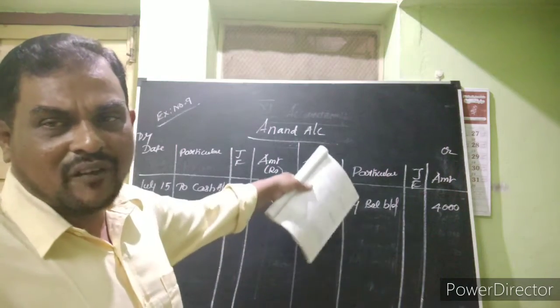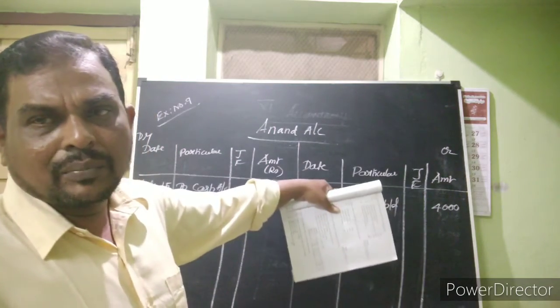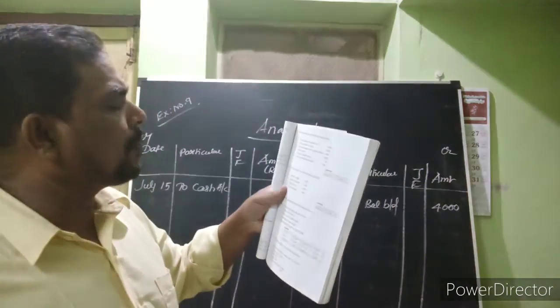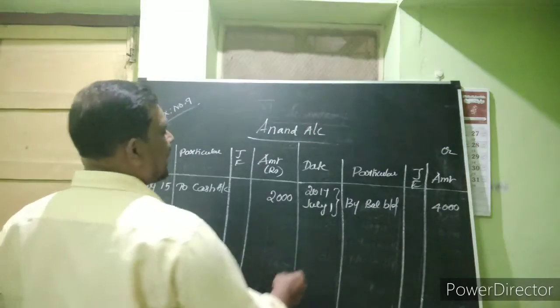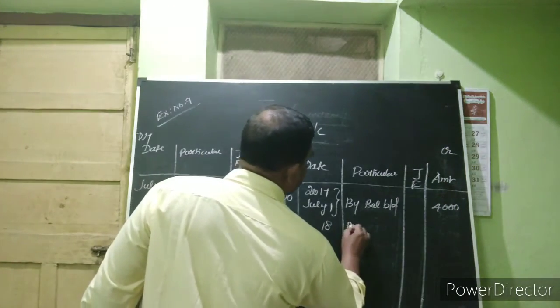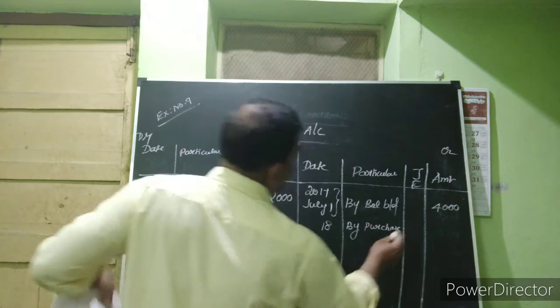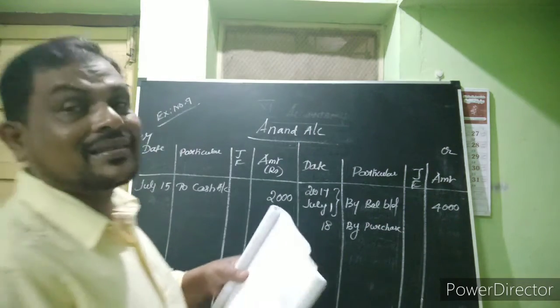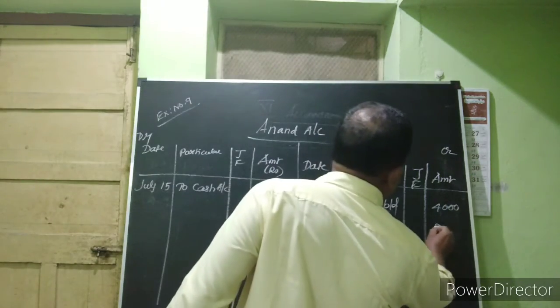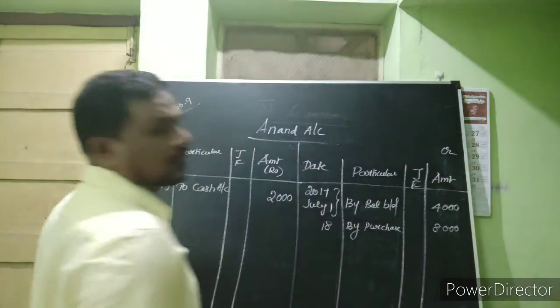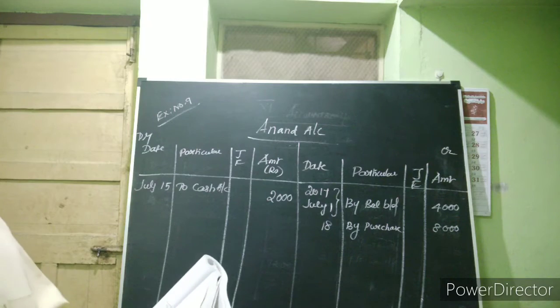So by purchase, because Anand's account is on the credit side. Credit side means our entry should come on the credit side. The debit entry is purchase. By purchase. What is the date? Date is 18. What is the amount? Rupees 8,000. Now, what is the next journal entry?